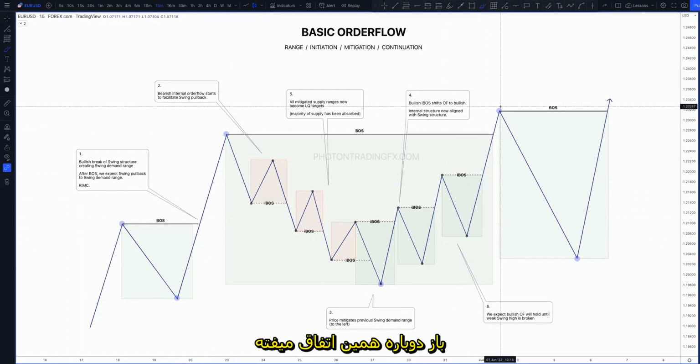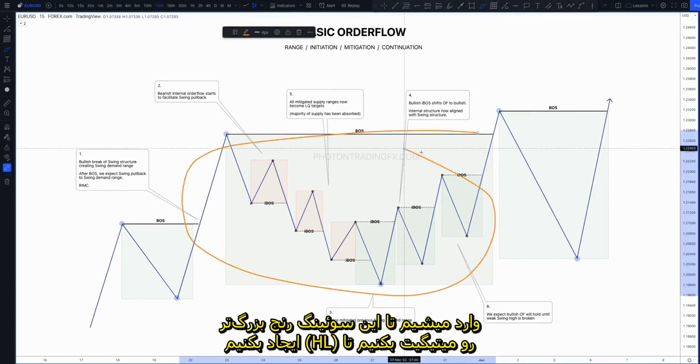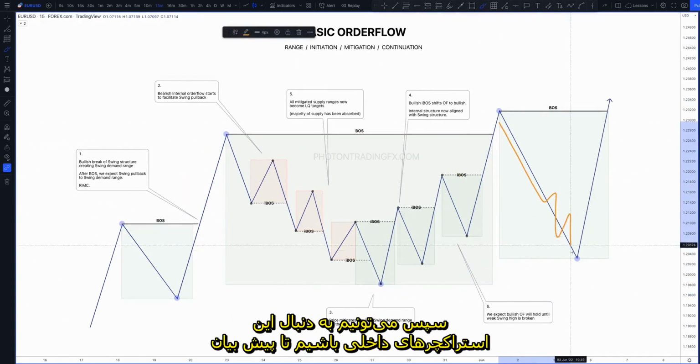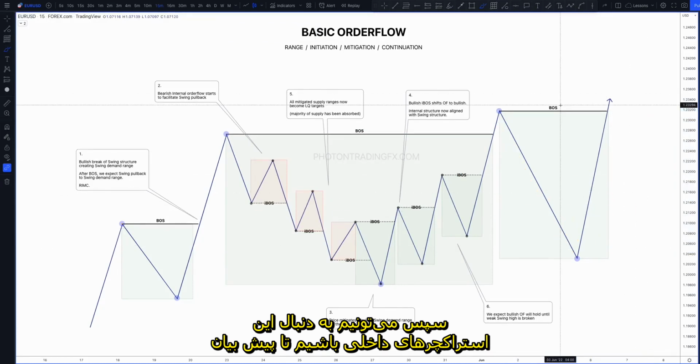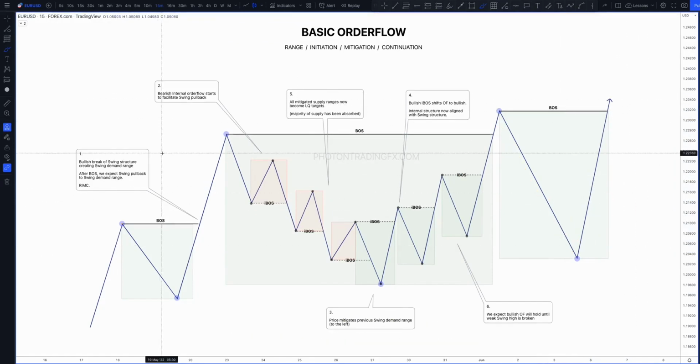Okay. And then the exact same thing would happen again. We'd come in to mitigate this larger swing range to form that higher low. And then we can look for those same internal structures within there to happen, or we can dig down into a lower time frame.